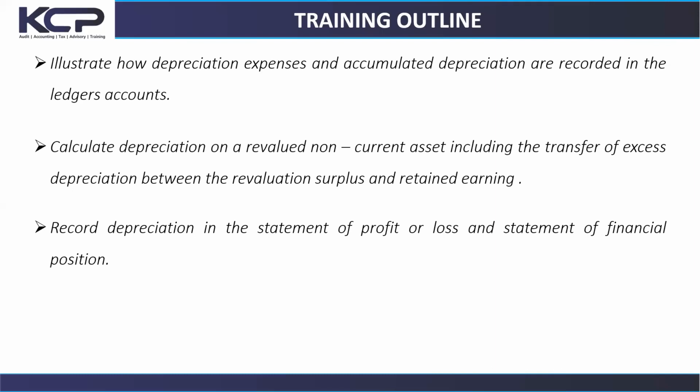Assuming in the second year, the asset was subject to revaluation again, and this time we have a revaluation loss of 950,000. How will that be accounted for?